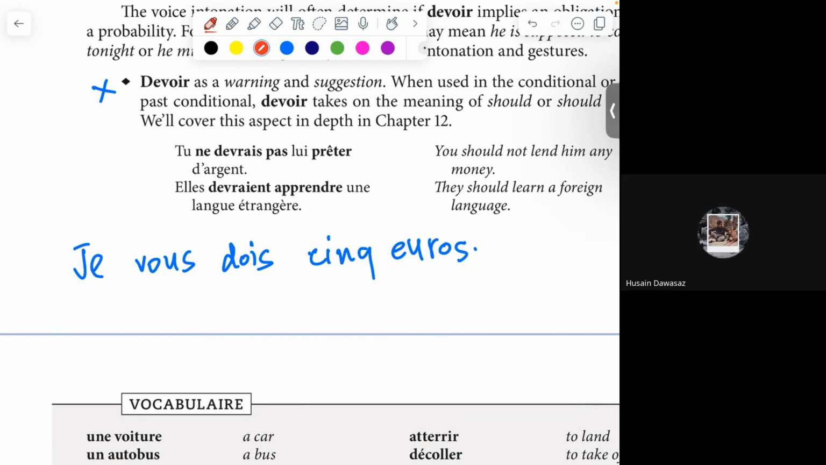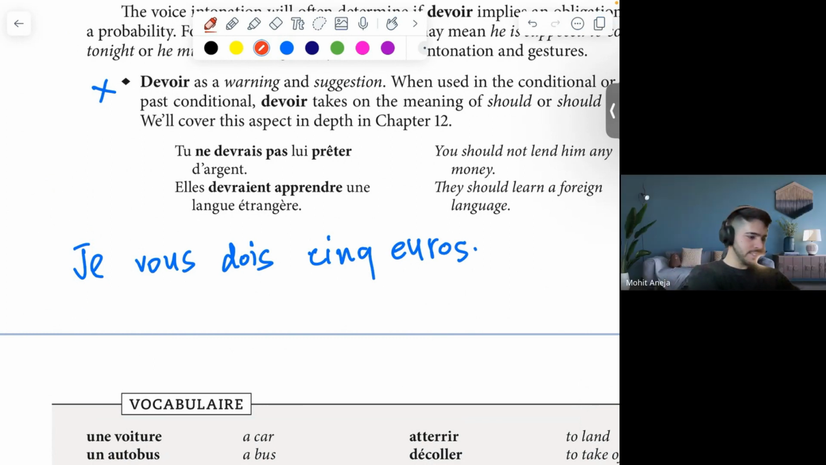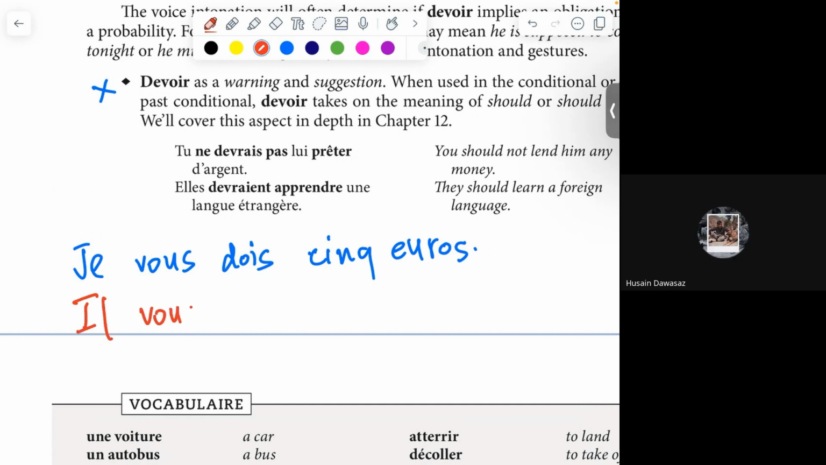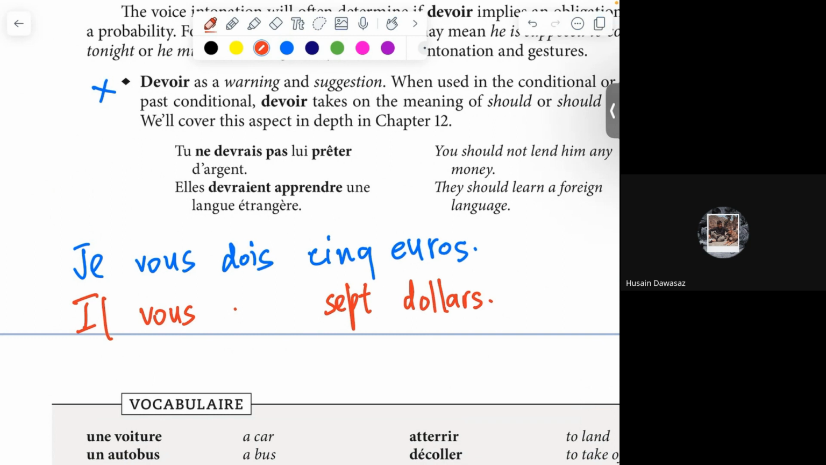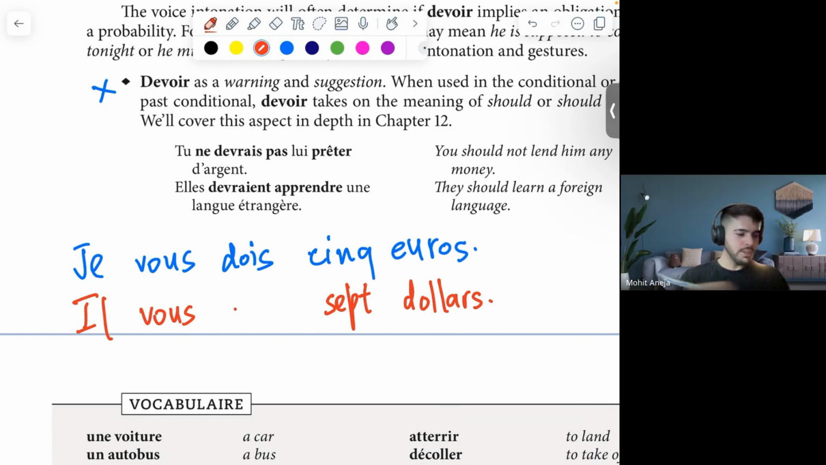Il dua, yeah, that's correct. Il dua, sept dollar. Okay, this is correct. But here you have to tell me the spelling of dua. I guess it will go with il, so it will end with T. It will end with DOIT. T-O-I-T. Yes.